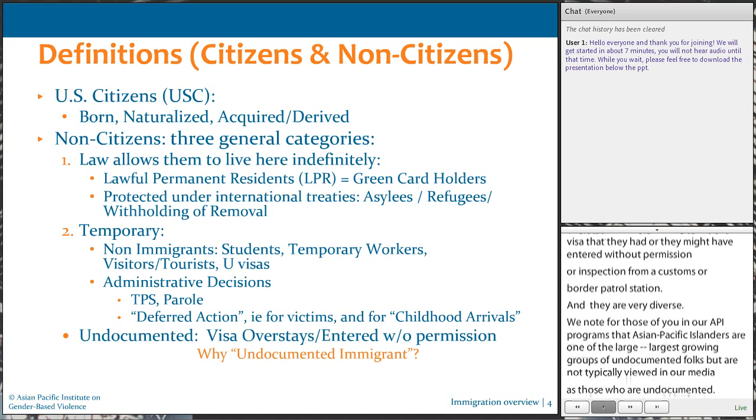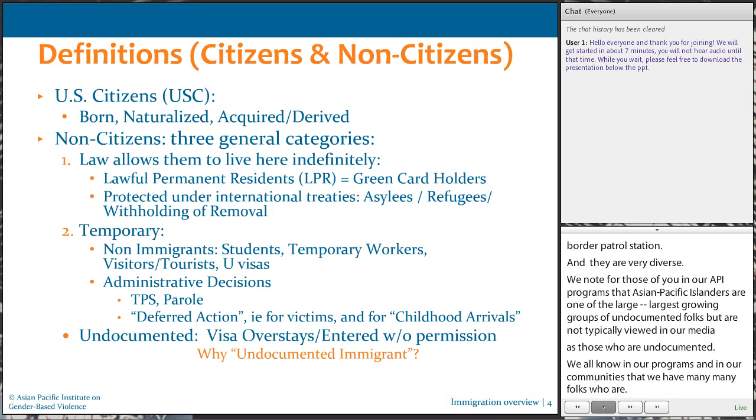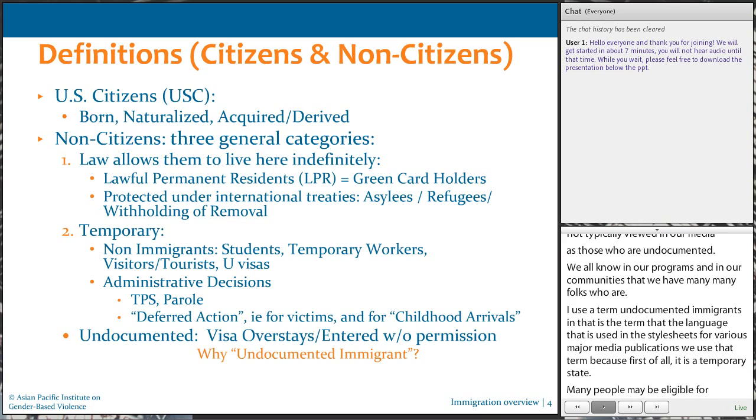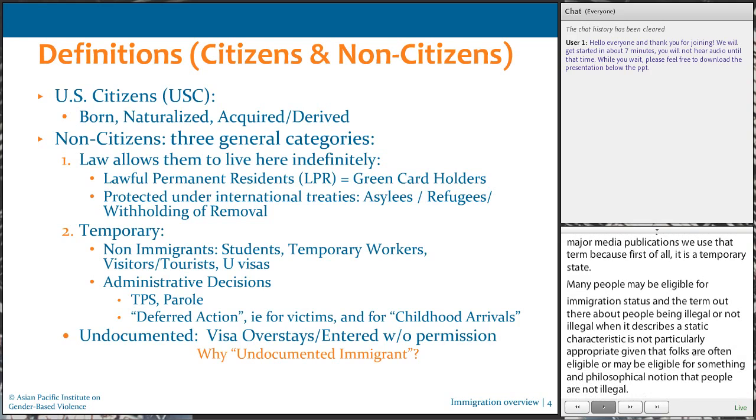And I want to frame for you, I use the term undocumented immigrant, and that is the language that's used in the style sheets for various major media publications. And we use that term because, first of all, it's a temporary state. Many people may be eligible for immigration status, and so the term about people being illegal or not illegal, when it describes a static characteristic, is not particularly appropriate, given that folks may be eligible for something, and just the philosophical notion that people are not illegal. And so we use the term undocumented immigrants or undocumented individuals as we engage in these discussions.